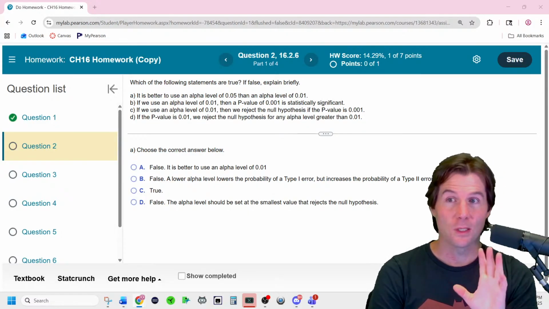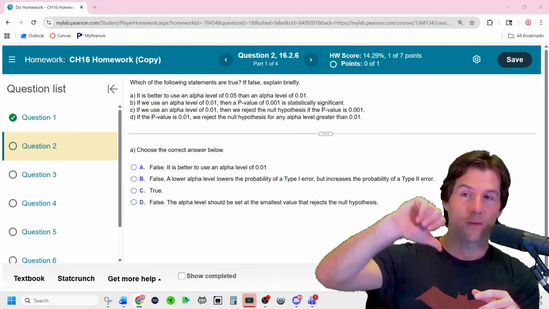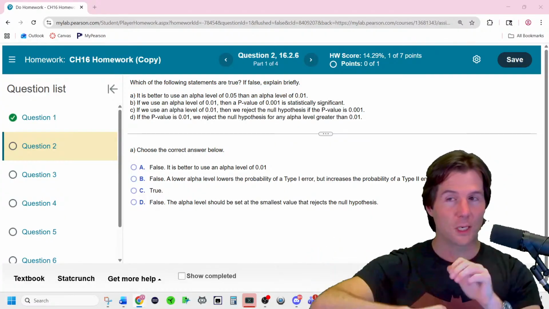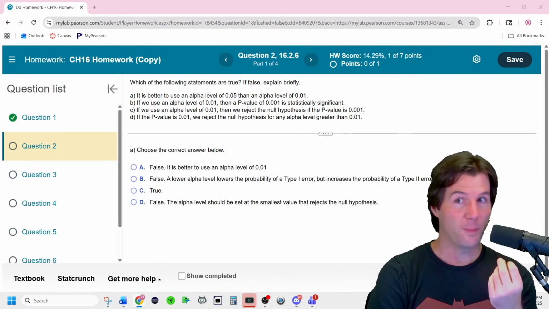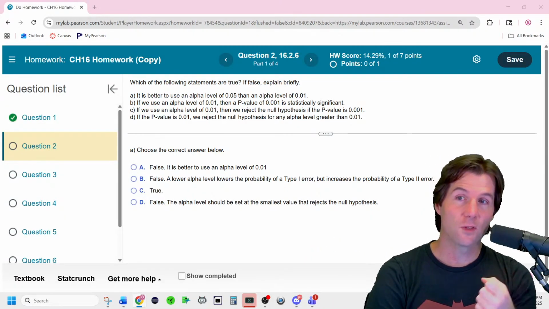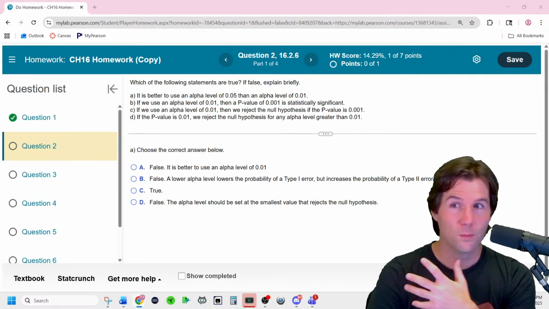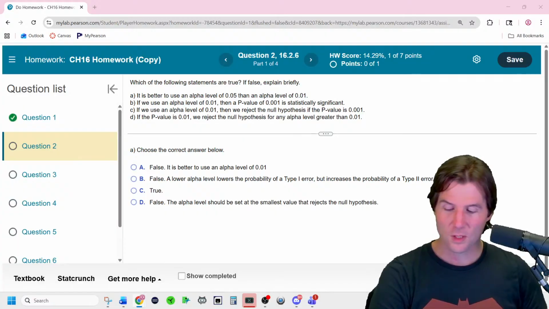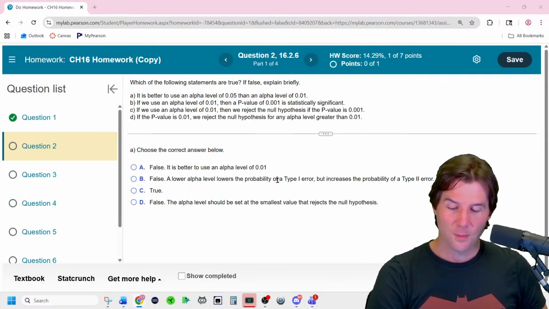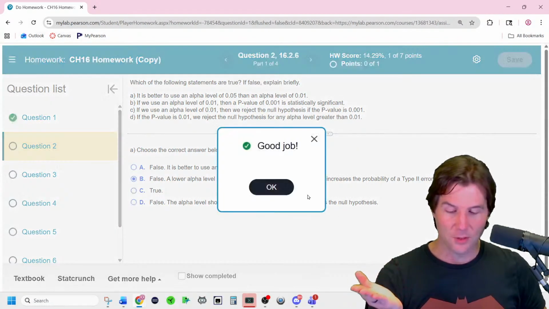Type 1 errors are related to your alpha level, and if alpha gets lower, beta gets higher, which is type 2 errors. So make sure to know that beta is type 2 error, and it's inversely related to alpha, because alpha is your type 1 error rate, and it's whatever percent of the time you reject the null. So a lower alpha lowers the probability of type 1 error, but increases type 2.